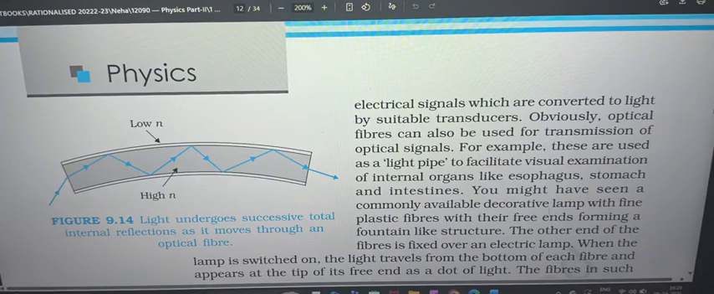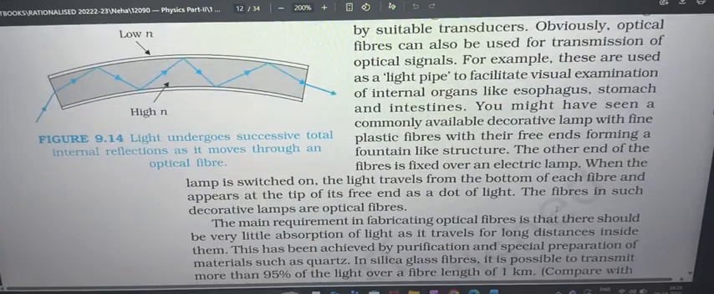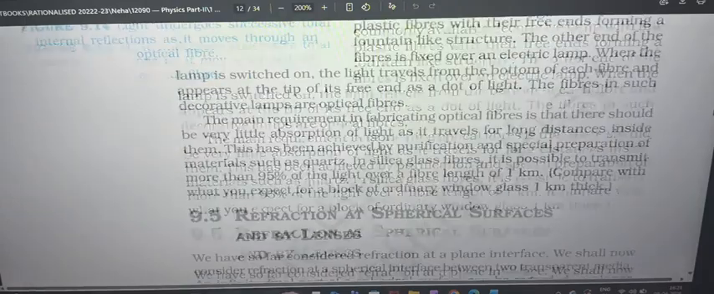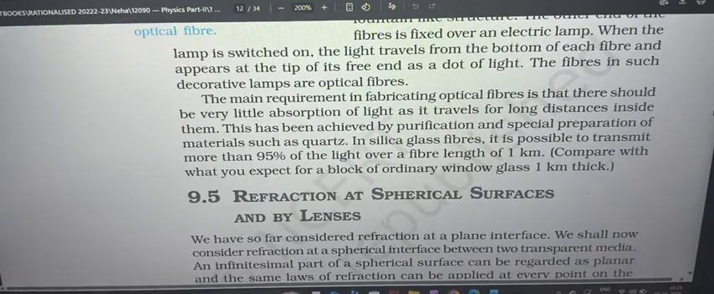Also, any kind of decorative lamp we see glows with light whenever you turn on the switch. That is also because of optical fibers, and the light passing through them. Now, in fabricating optical fibers, there should be very little absorption of light. They shouldn't absorb a lot of light, or waste it through refraction. That is the main requirement for optical fibers. So for achieving that, we design it in a certain way.